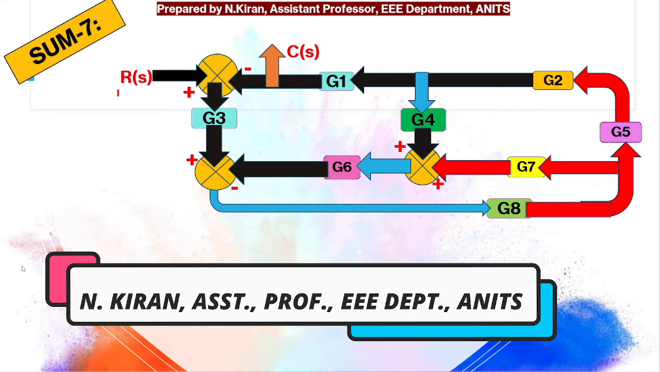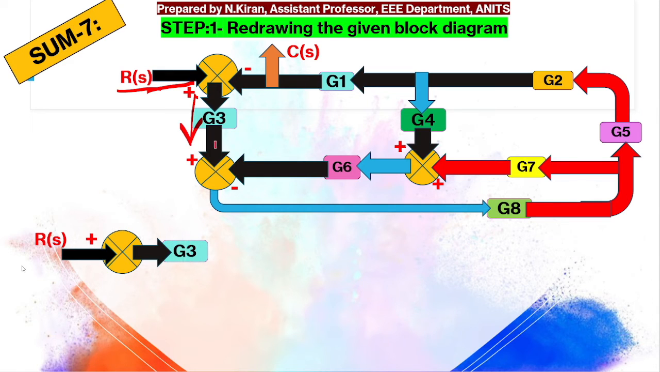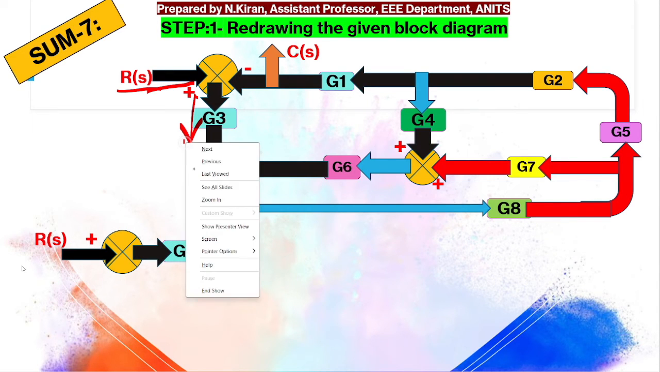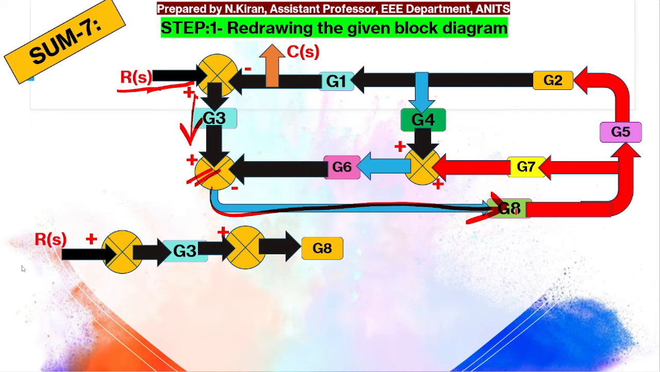Here I have R1. From R1 I have one summing point. From the summing point I have G3. From G3 I have one more summing point. From this summing point I have the gain G8. From G8 I have G5 and G2 in cascade.